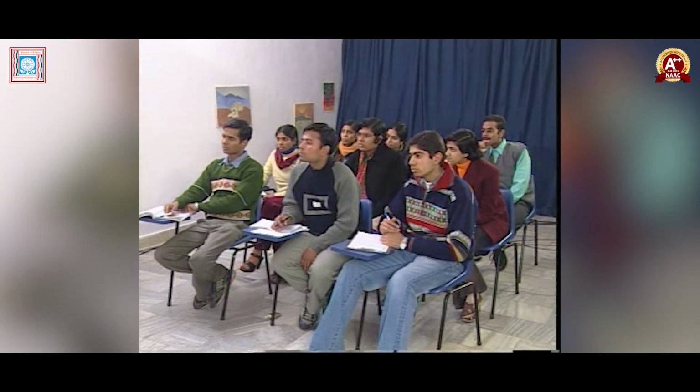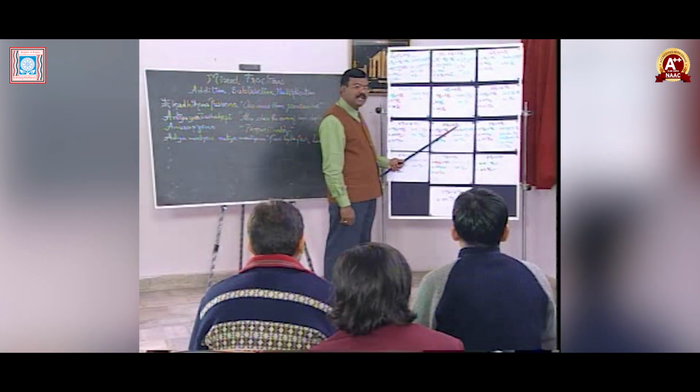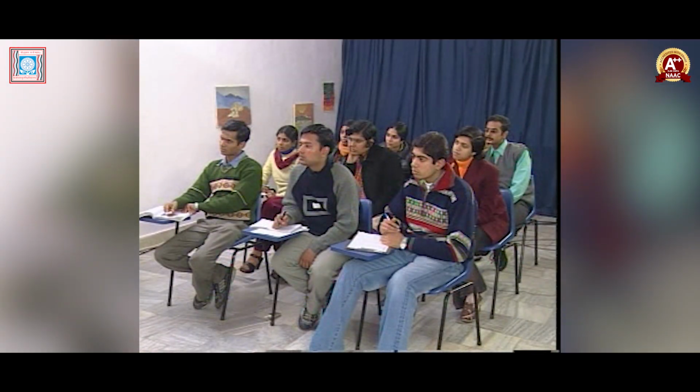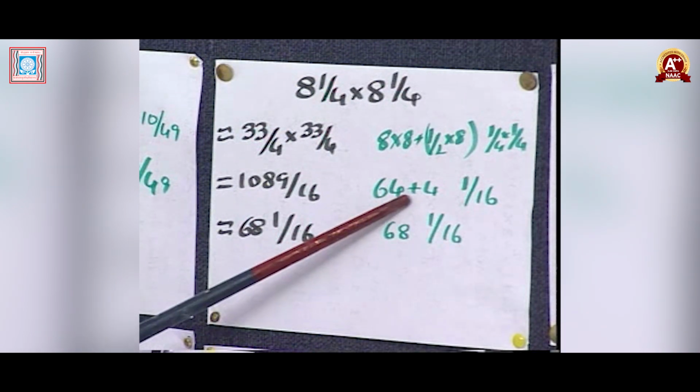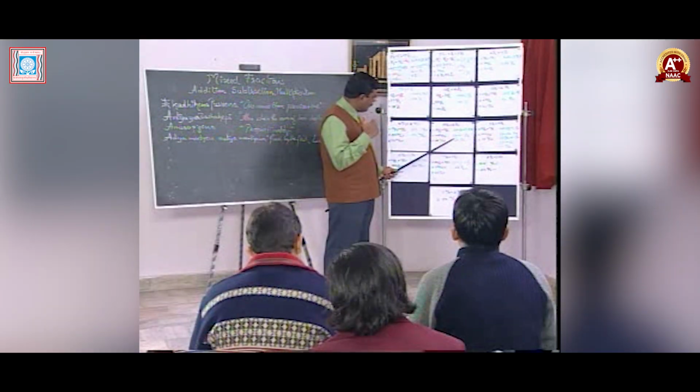Okay. In this example, 0.25 plus 0.25 becomes half. Half means 1 by 2. That fraction of the whole value you are adding here. If any other fraction comes, then we multiply. That proportion we have to add.